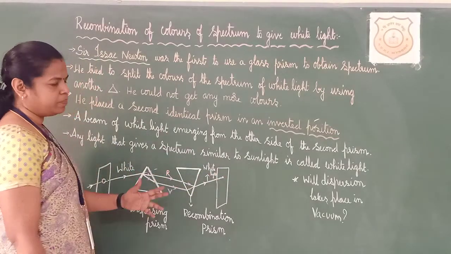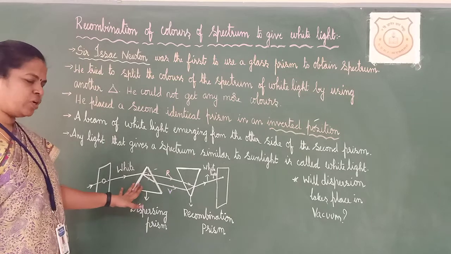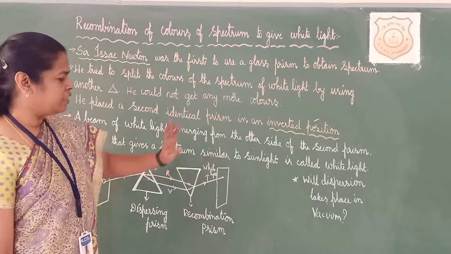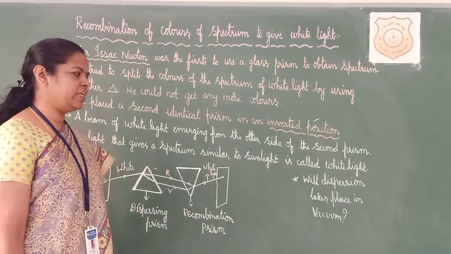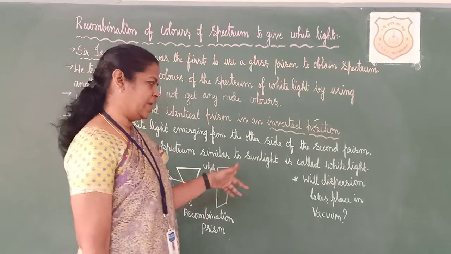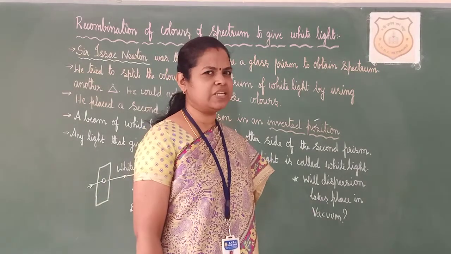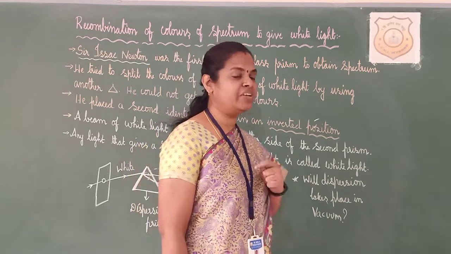This is also very important. This activity is also important. When we are using one prism, what happens? Dispersion happens. When we are using one more prism, that too in an inverted position, it will recombine and you will get white light. You will answer now. Will dispersion take place in vacuum? Yes or no? No. What's the reason? Find it out.